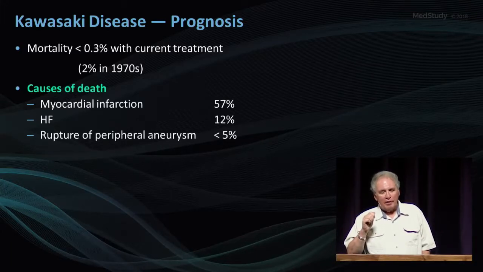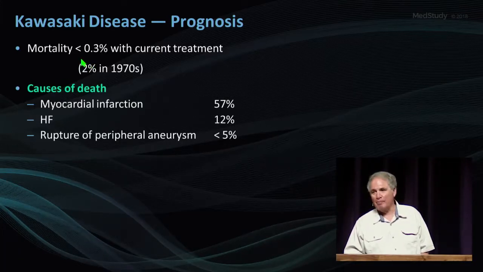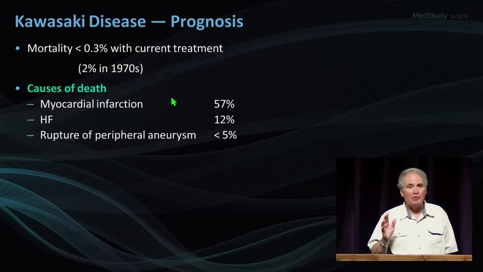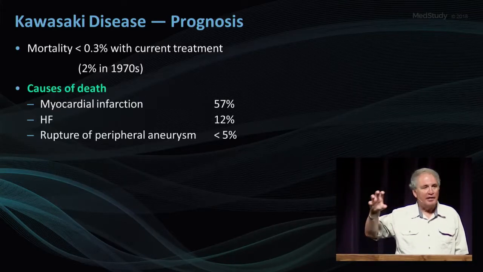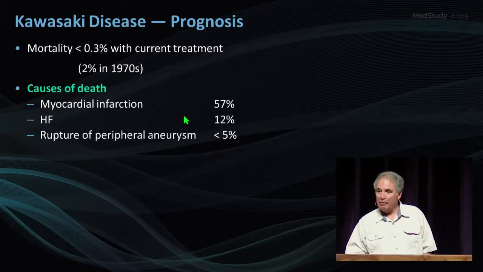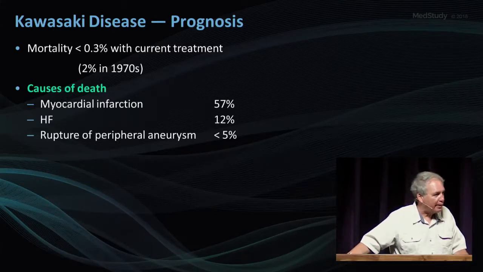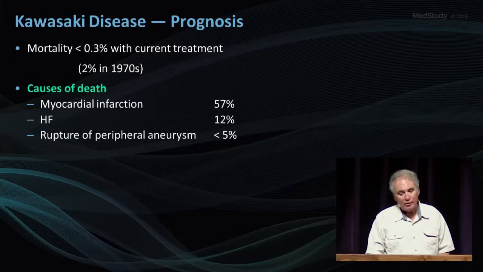Thanks to the recent treatment with intravenous immunoglobulin, mortality with Kawasaki's disease has dropped to really almost nothing, less than 0.3%. When I was an attending in the 1970s, mortality was as high as 2%, so not trivial. The causes of death, by far most common, was a myocardial infarction due to those dilated aneurysmal coronary arteries, which often develop thromboses. Heart failure can occur. And remember, I mentioned these peripheral aneurysms. They can, on rare occasion, break and be a cause of mortality.